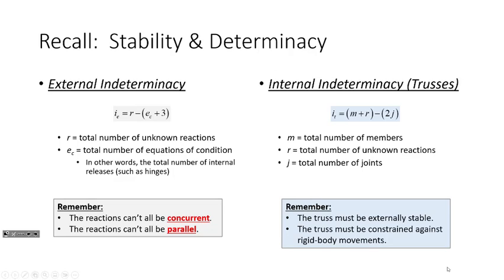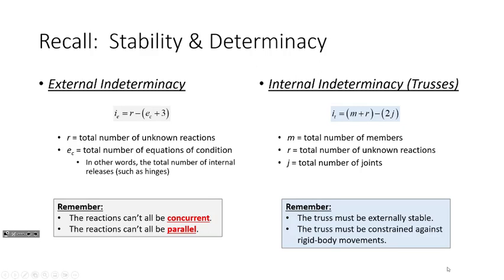But now let's go back to this. Let's recall stability and determinacy. We had derived some equations for IE and IT. Here was our formula for IE, and I'm going to write this on the board, because this one's kind of nifty. IE = R - (EC + 3). Where did this formula come from? This formula was comparing the number of unknowns to the number of knowns. R is the number of unknown support reactions, and EC plus 3 is the total number of known conditions on the structure. We know 3 of them from our 3 equations of equilibrium: the sum of forces in the x direction, sum of forces in the y, and sum of moments.